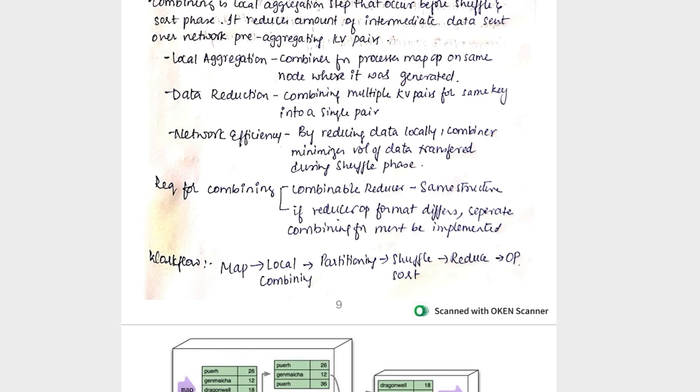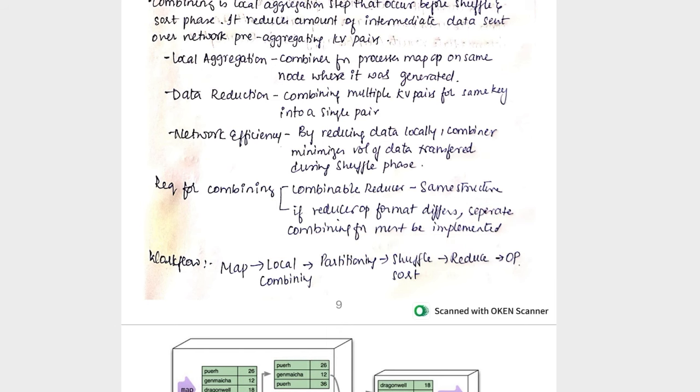Looking at the requirements for combining, first one is combinable reducers. The combine function must have the same structure as the reducer. For example, the input and output format should match. Next, if the reducer output format differs, then a separate combining function must be implemented for it to execute.